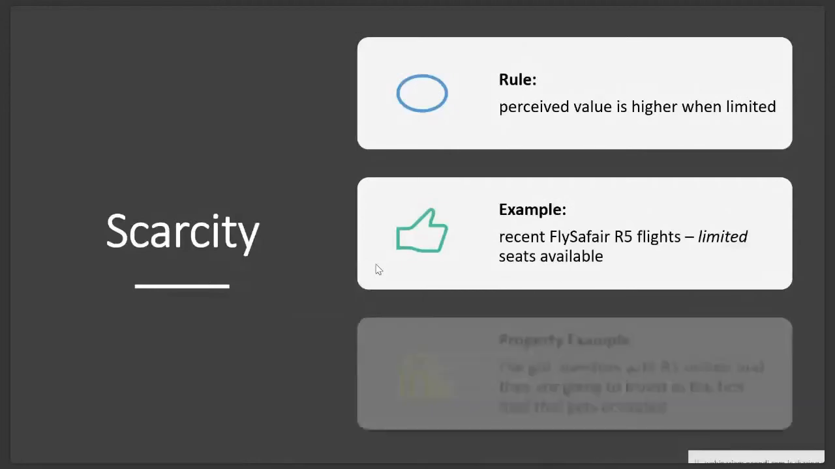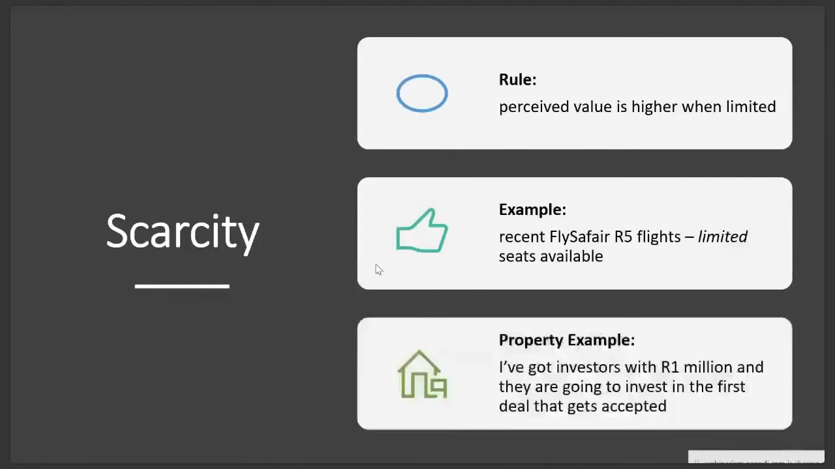So if we use a property example, the way I would maybe approach an estate agent is to say, I've got investors with 1 million Rand and they're going to invest in the first deal that gets accepted. Now, what I've just done there is I've created a little bit of scarcity with the estate agent to say, I do have the cash available, but you need to push my offer through quickly. Otherwise, my 1 million Rand is going to go to the next estate agent. So that's a simple technique that you can use to increase the perceived value of your offer using the technique known as scarcity.